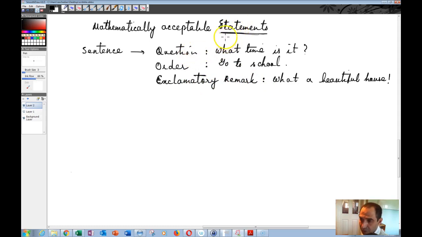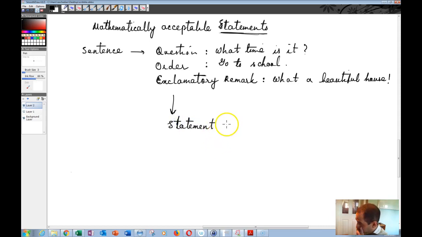A statement is a sentence which is not a question, not an order, and not an exclamatory remark. This is a hard word to pronounce. If these three are not the case, then your sentence is a statement.